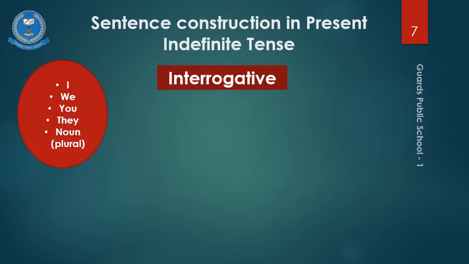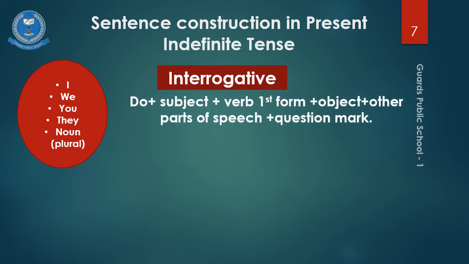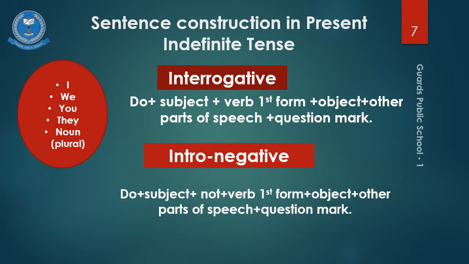In interrogative sentences, do is written in the beginning, before the subject, then the first form of verb, then object, plus other parts of speech, and in the end a question mark. Without a question mark, our interrogative sentence is incomplete. The last one is negative interrogative. The structure is quite similar to interrogative, but here you have to add not after the subject, which is very important. And after not, follow the pattern of interrogative sentence.